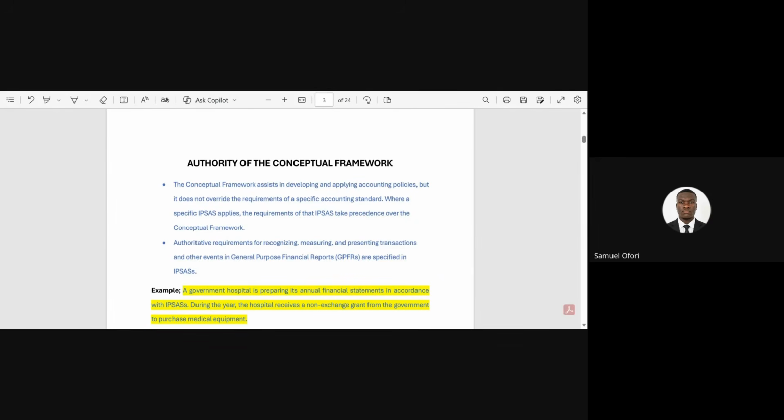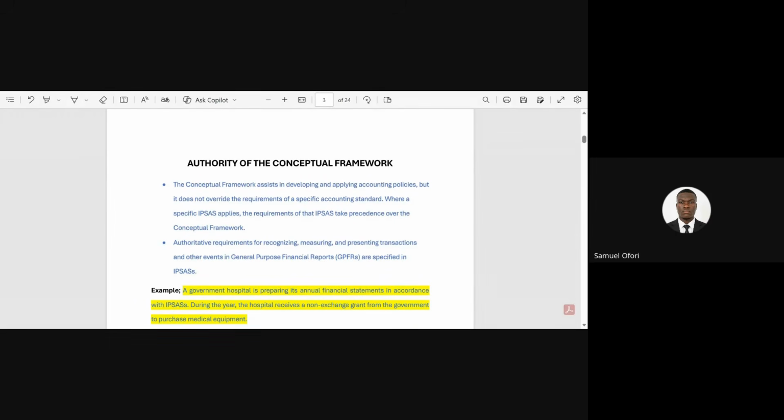But how you recognize it in the financial statement is guided by the IPSAS. Where a specific IPSAS applies, the requirement of the IPSAS takes precedence over the conceptual framework. The conceptual framework does not have any authority. The authoritative requirements for recognizing, measuring, and presenting transactions and other events in the general purpose financial report are specified in the IPSAS.